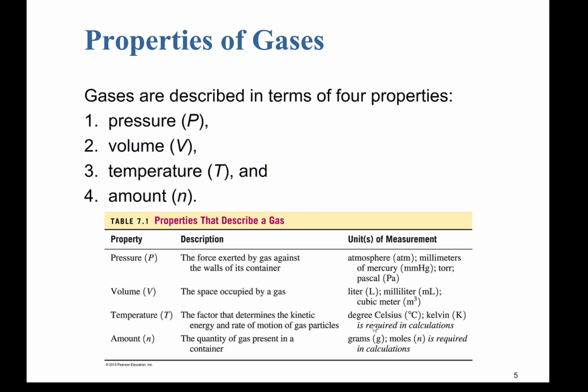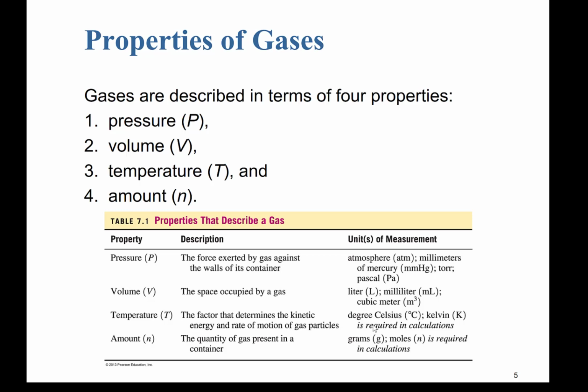There's 4 different properties that we're going to measure for a gas. Those are going to be pressure, volume, temperature, and amount. And so pressure, we're going to use the symbol P. Volume, we're going to use the capital letter V. Temperature is going to be the capital letter T. And the amount is n, which stands for the number of moles.